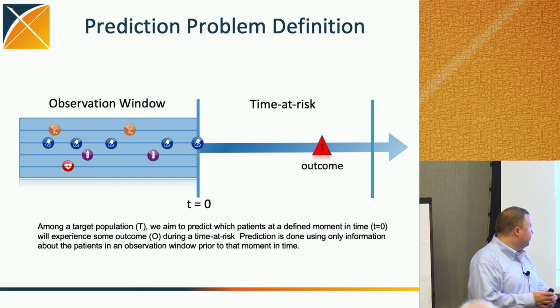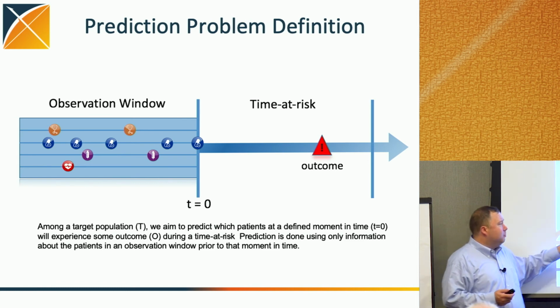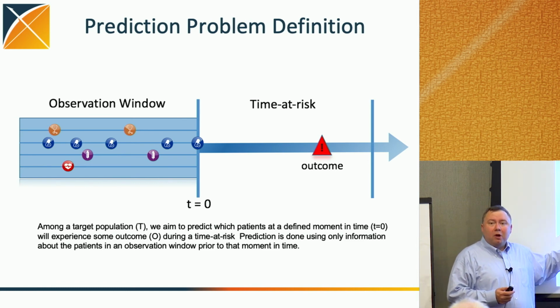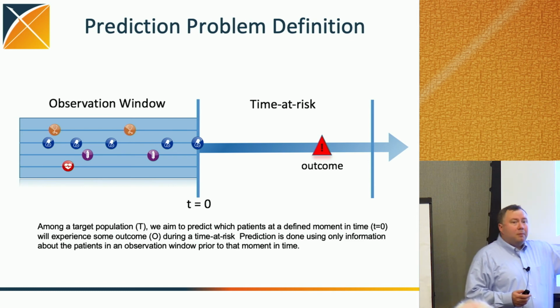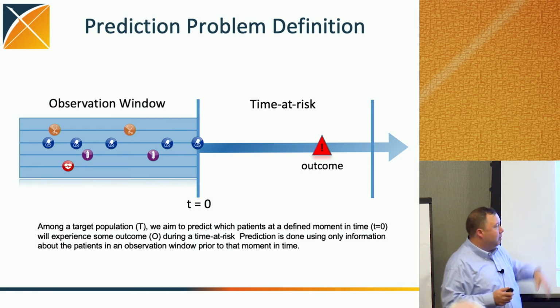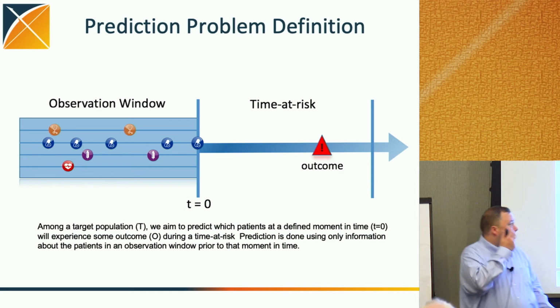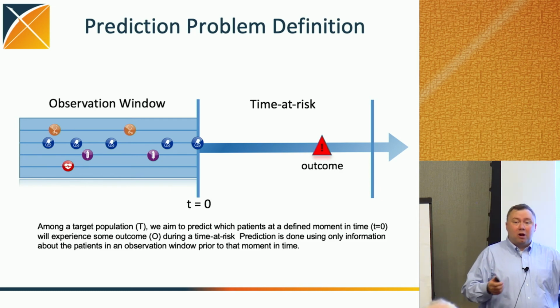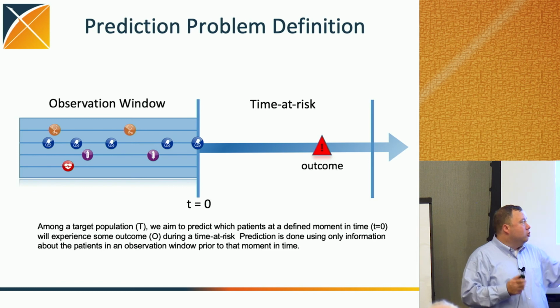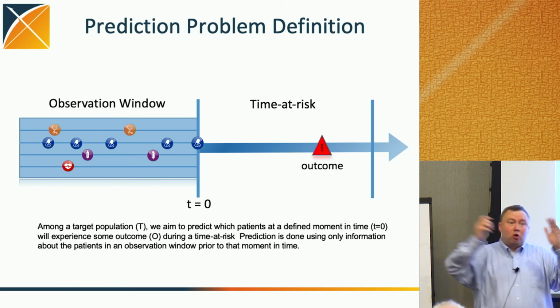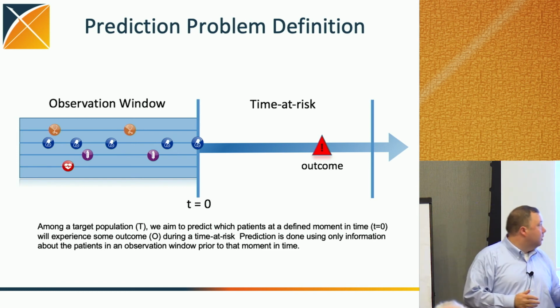So we frame this problem with a generic problem statement, which is: amongst some target population, the group at risk, we aim to predict which patients at a defined moment in time will experience some outcome, some event that occurs in the future during a time at risk, which is the horizon of time that we're looking at.